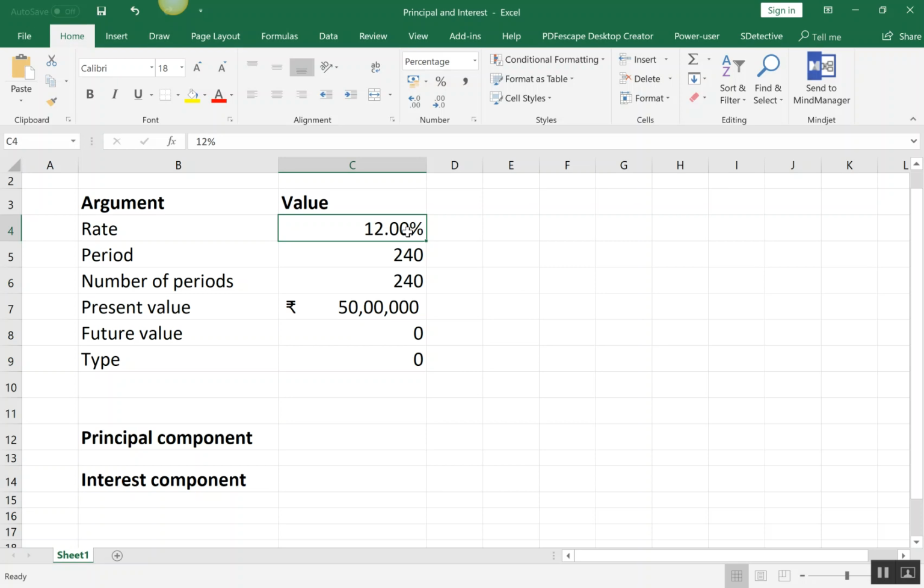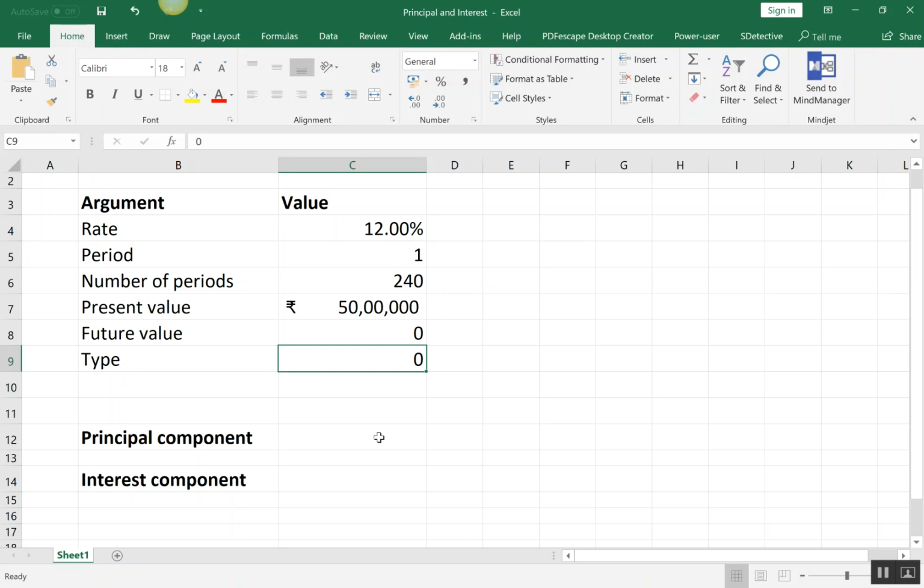So say you have taken a finance of 50 lakh rupees at the rate of 12% per annum, right? And say that this is the first period we are considering, that is the first month when you are going to make the payment. The number of periods is 240, that is roughly around 20 odd years. The future value is 0. It suggests that at the end of 20 years you are not going to keep any payment due. And the type 0 stands for the fact that you are making the payment at the end of the month. If you want to make it at the start of the month, it should be 1, right?